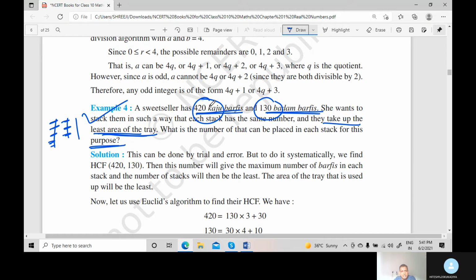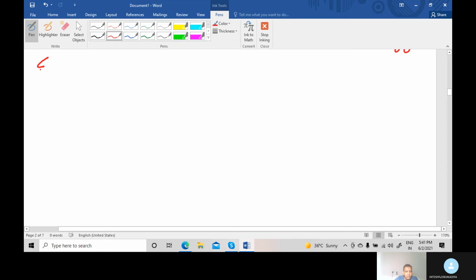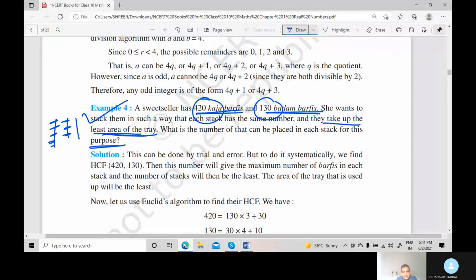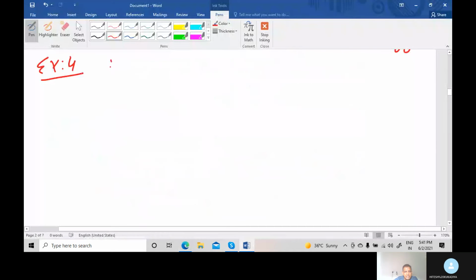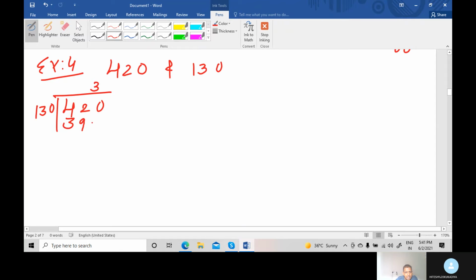Okay, 420 and 130. Example number 4. The question is 420 and 130. Now divide here. 420 divided by 130. 13 threes are 390. 30 remainder. Write your statement here.